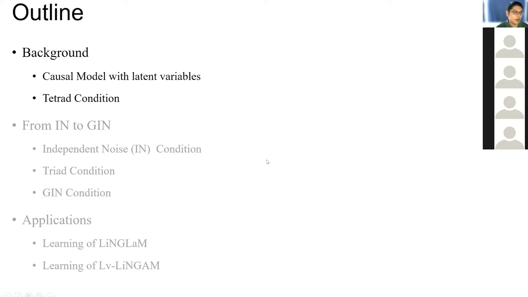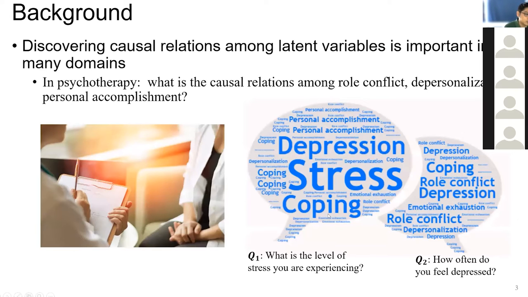Here is the outline. First, I will give a brief introduction to the causal model with latent variables and the tetrad condition. Then I'm going to talk about extending the well-known independent noise conditions to the generalized independent noise condition with surrogate variables. Finally, I will show how to use these conditions to learn the hidden causal representations.